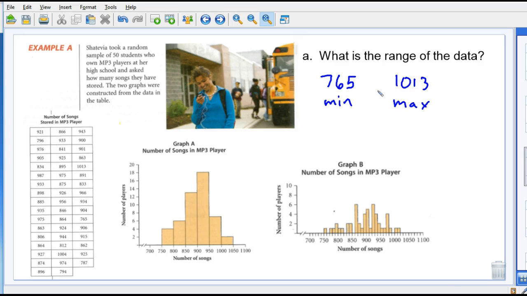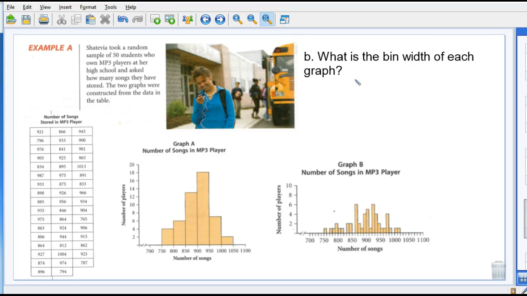So if we want to find the range, 1013 minus 765, and our range is 248 songs. If we look at our data, here's 1013, there's our max, and 765 is in here somewhere. If we can find it, we'd say, oh, okay, there we go. Or we can look and say 765 is going to be somewhere between 750 and 800, or between 750 and 760. That looks like we might be going up by a little bit here. So there you go, we have 765.